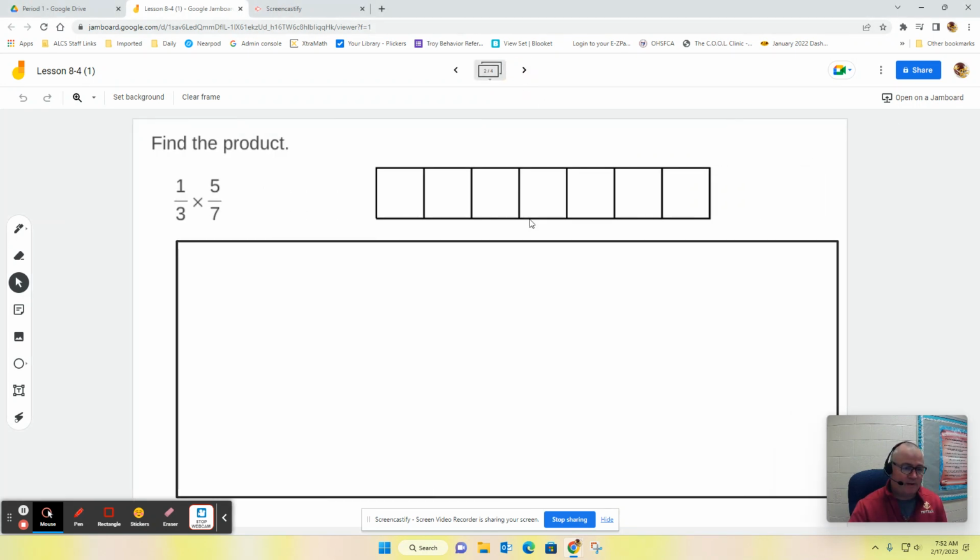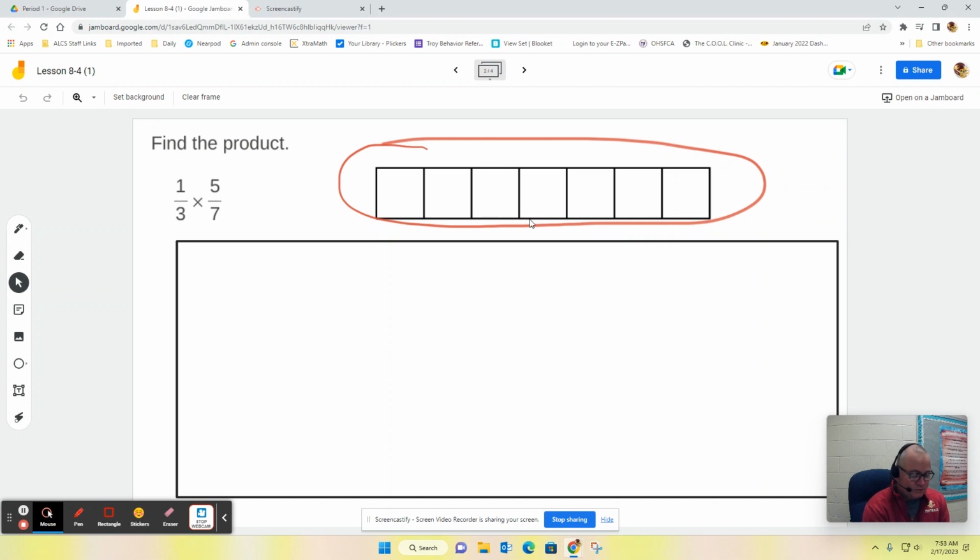So I've got my first problem here. It says find the product of 1/3 times 5/7. 1/3 times 5/7. They're going to use models today to get us into that habit of doing things. And I like the models. I'm not a great fan of them, but they're not too bad. So here's my one whole. I have that one whole and it's broken up into 1, 2, 3, 4, 5, 6, 7 pieces.